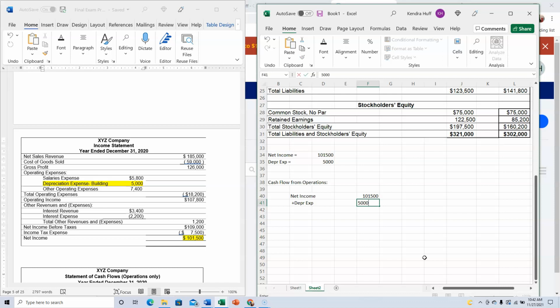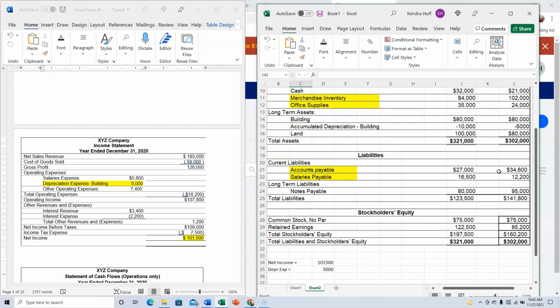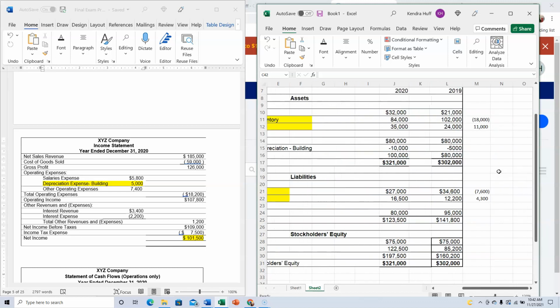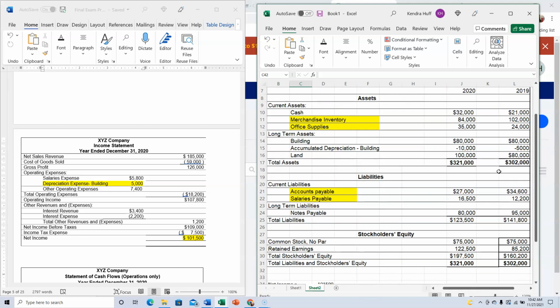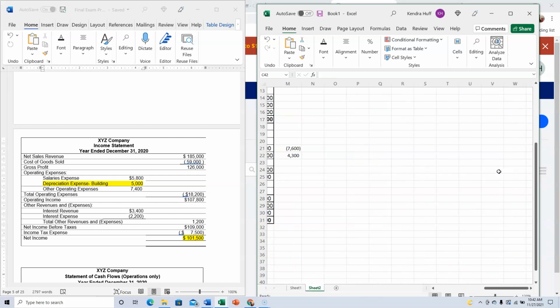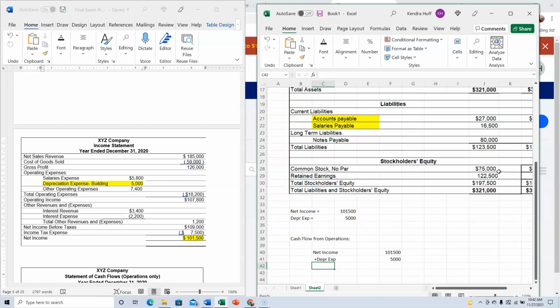If you remember, the entry is depreciation expense and accumulated depreciation, and there's no cash in that. So we're going to add that back. Then we're going to look up here at these current assets and current liabilities. Let's start in this case with accounts payable and salaries payable, because those are easiest to see. Accounts payable went down by $7,600.